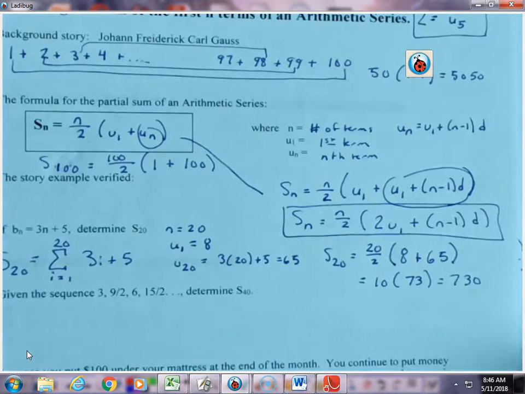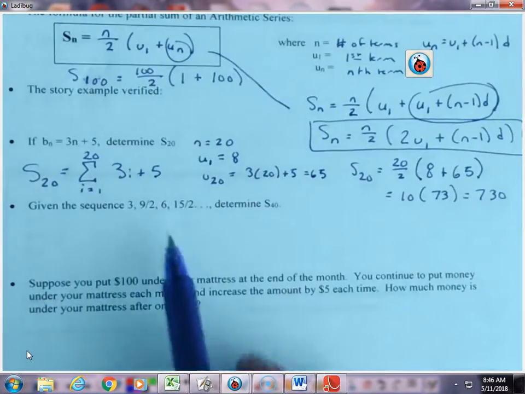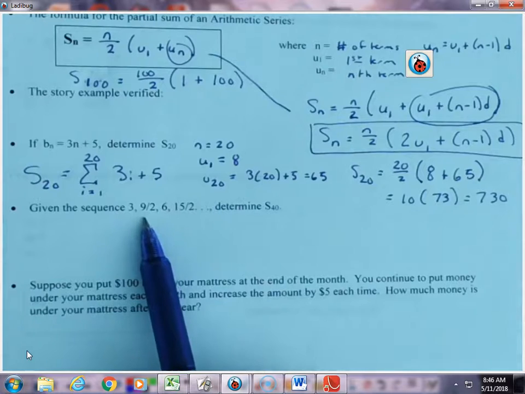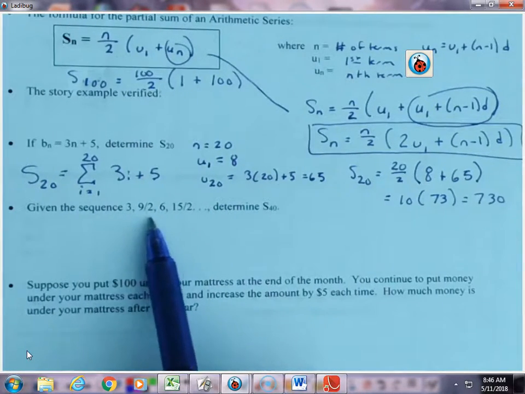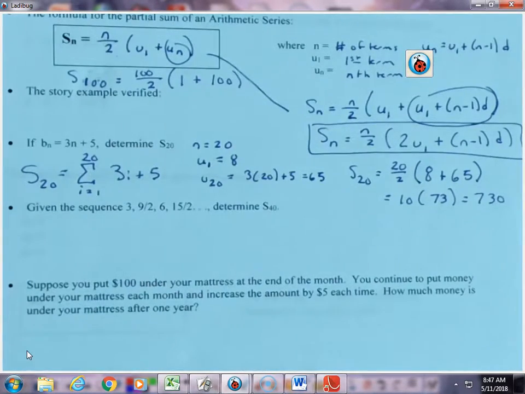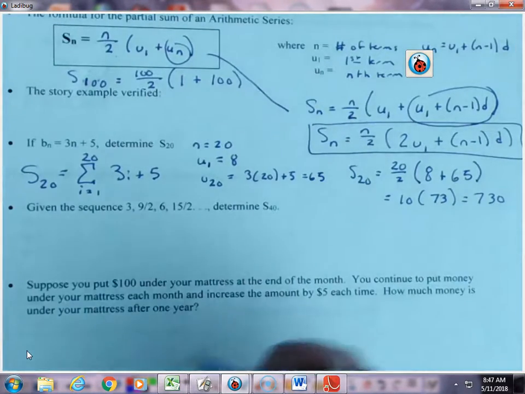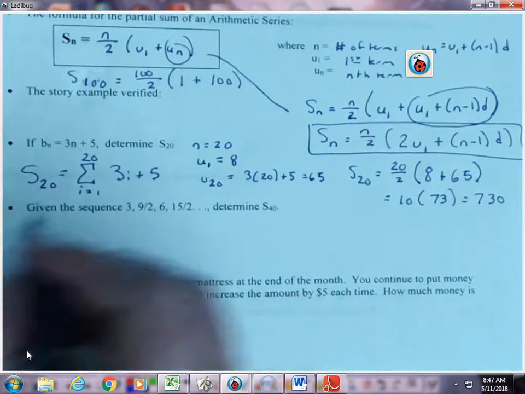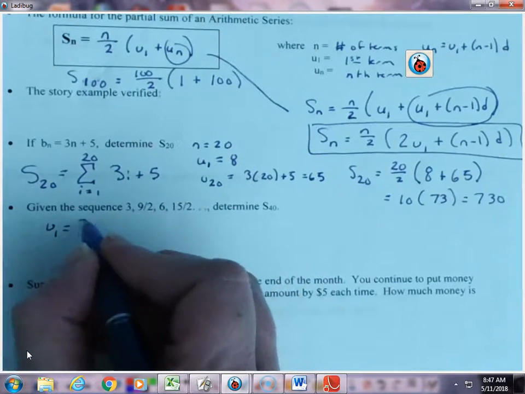Okay, so take a look at this sequence. It says, given the sequence 3, 9 halves. By the way, I would never allow that on an IA, so I should fix it on this. It has to be written looking like a fraction. 3, 9 halves, 6, 15 halves, and so on. Determine this S sub 40, which means the sum of the first 40 terms. Tell me something that you know. First term? I like it. So u sub 1 is 3.